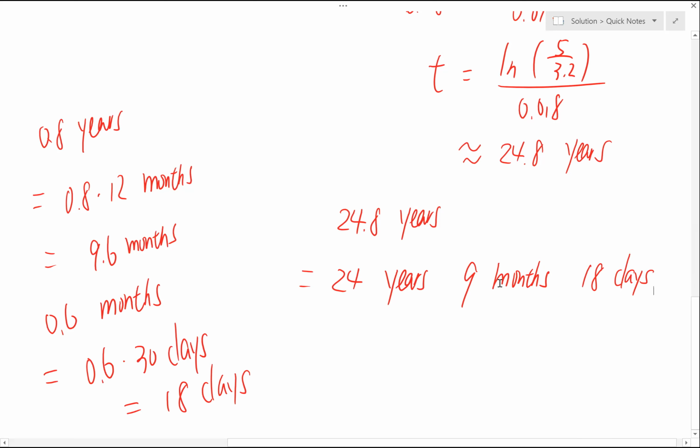You can do a quick conversion like that. I just wanted to show you how to do that really quickly, in case you want a little bit more accurate result. Okay, this is question number 2, and let's look at question 4.